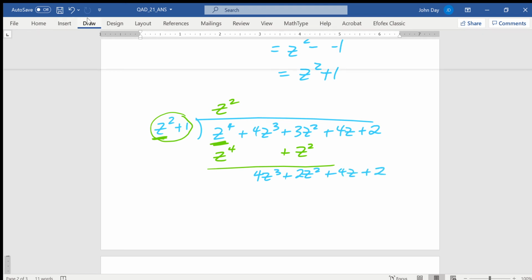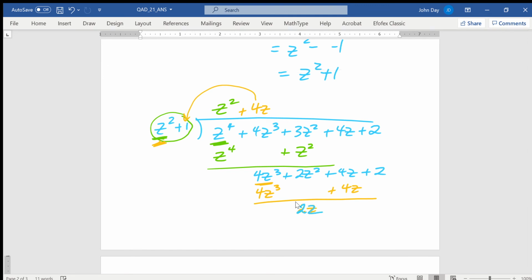All right, so my next thing is, how do I get 4z cubed out of z squared? Well, I times it by 4z, don't I? So that'll give me 4z cubed, but I'll also get plus 4z times the 1 there. So I also get plus 4z. So I subtract and I get 2z squared plus 2 coming through when I've done that subtraction.